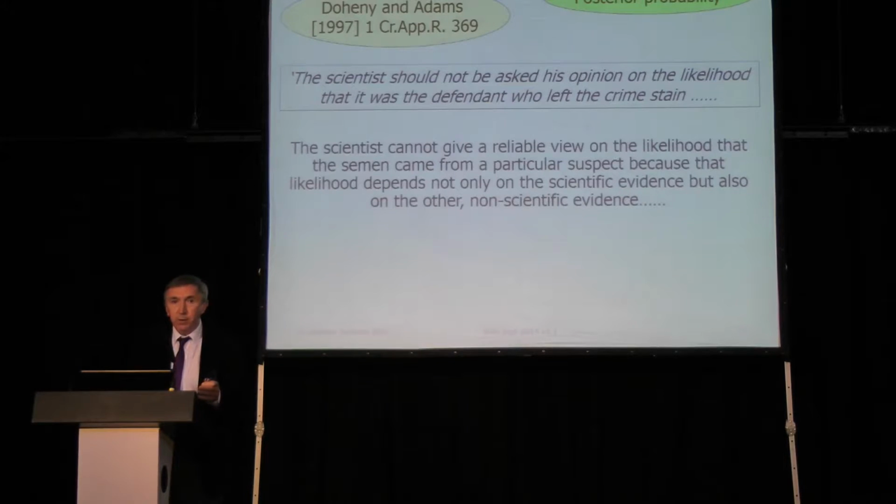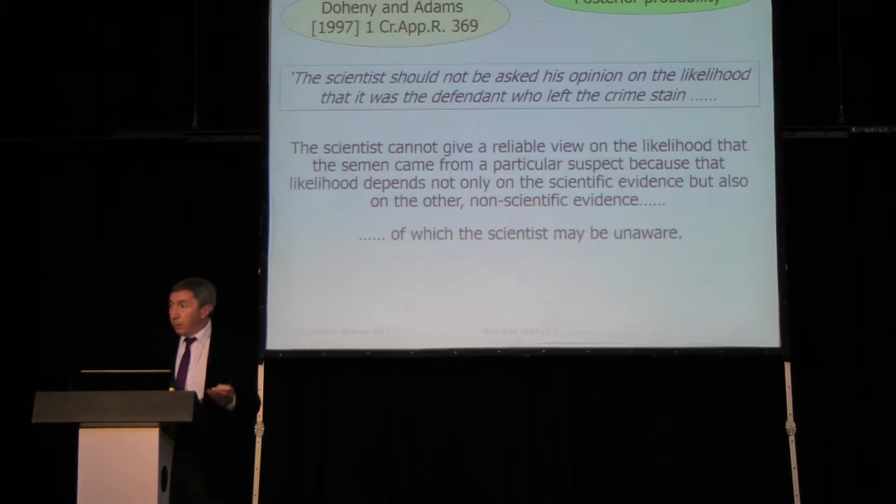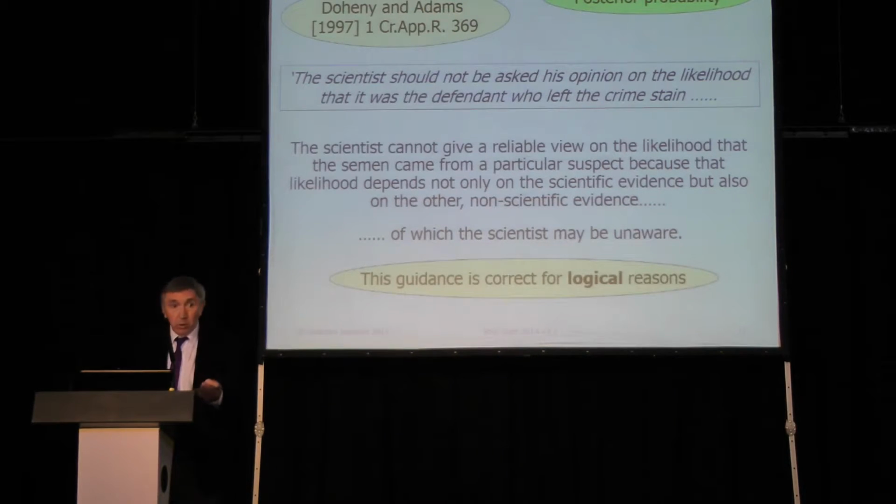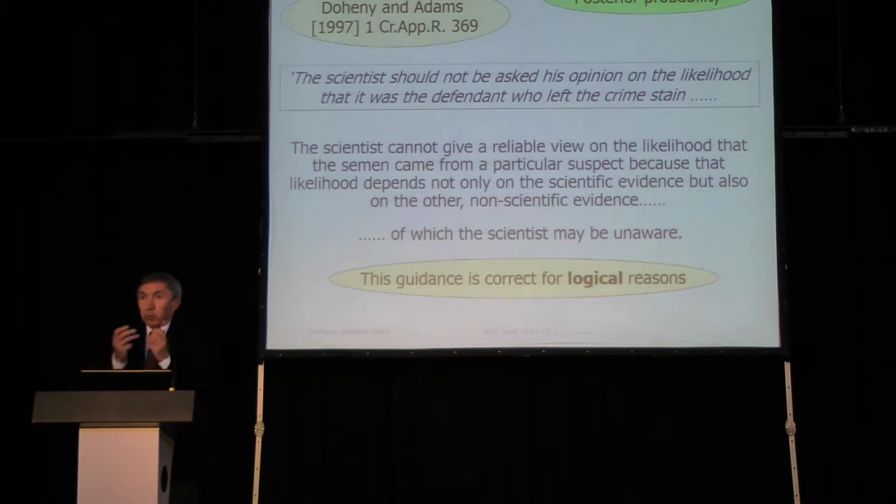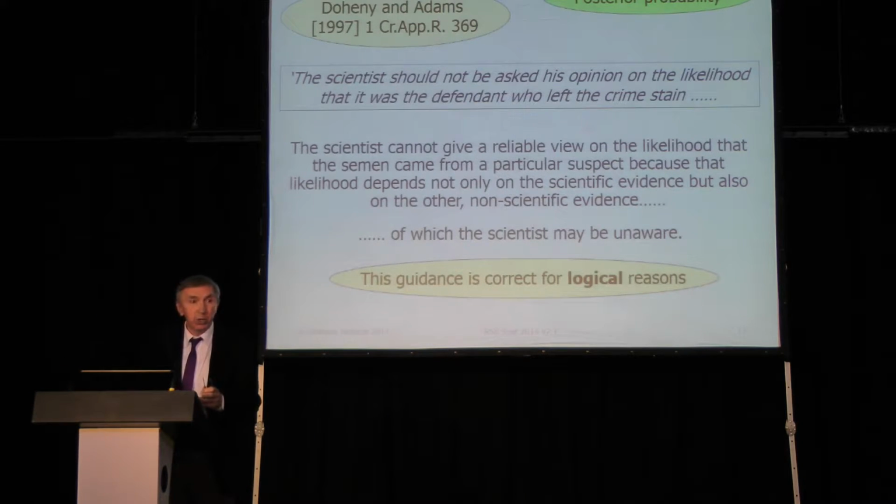And we can't give that view because there's other things having an effect on that prior view of the probability that the semen came from the defendant. And that information, the scientist may be aware of some of it, but he or she may not be aware of other circumstantial evidence that will be presented to the court, which would have an impact on that fact in issue. And so, for once, well, I shouldn't say for once, I could see in this Court of Appeal judgment that there was some logic and some robustness to the view that they gave.